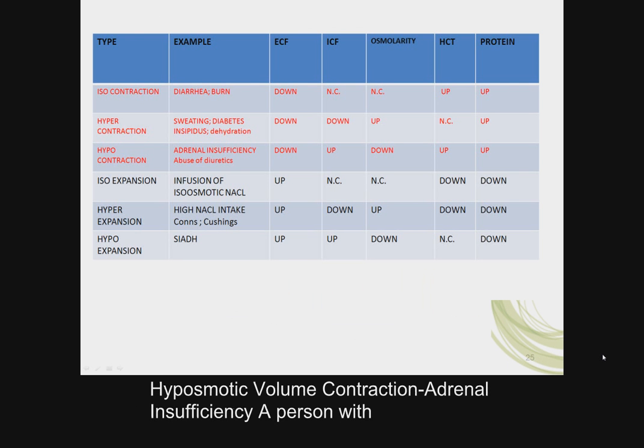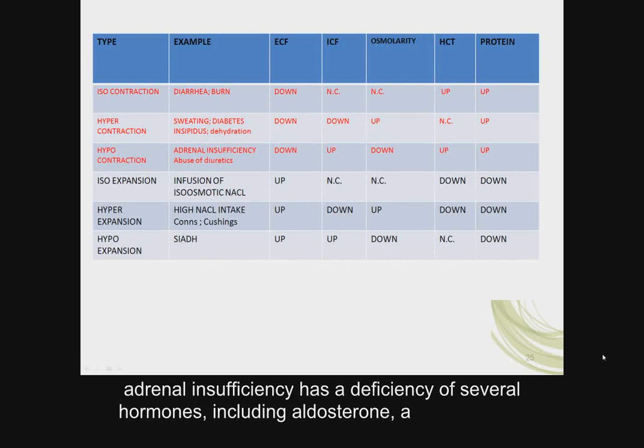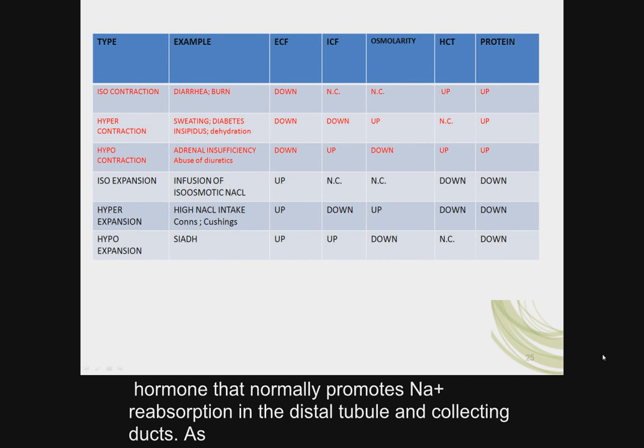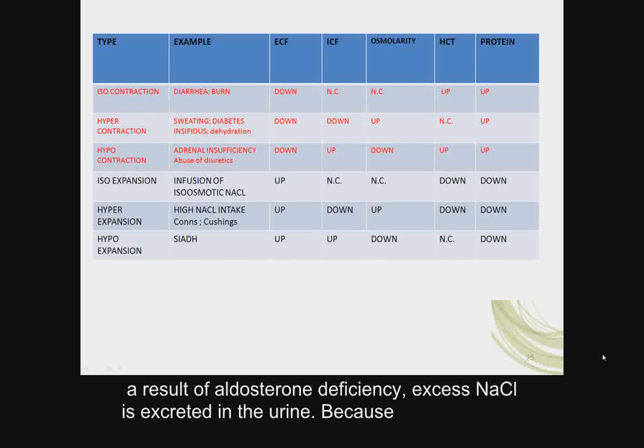Now let's do hypoosmotic volume contraction. You might want to listen to this part looking at the last picture on the previous slide in the top row of those 3 volume contractions. Adrenal insufficiency is our example. A person with adrenal insufficiency has a deficiency of several hormones, including aldosterone, a hormone that normally promotes sodium reabsorption in the distal tubule and collecting ducts.